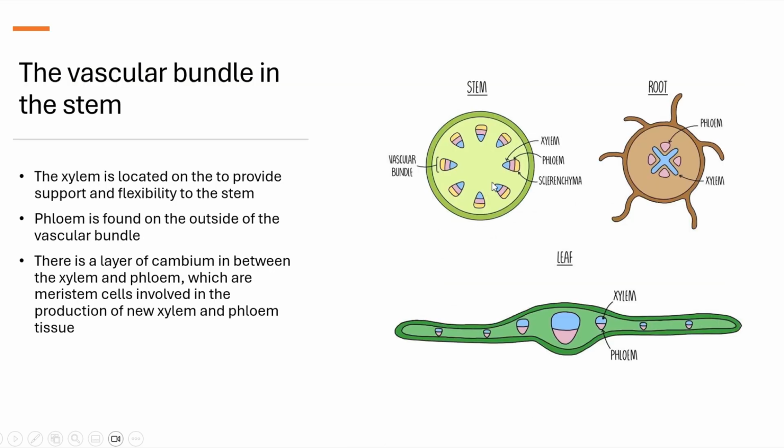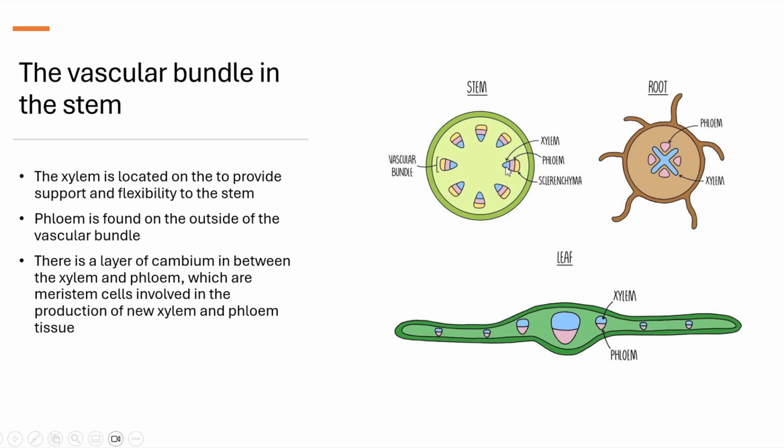Alright, cool. Vascular bundle in the stem. The xylem is located on the inside to provide support and flexibility to the stem. Phloem is found on the outside of the vascular bundle. So in the stem, the phloem is on the outside of the vascular bundle like that. They're layered inside the structure.